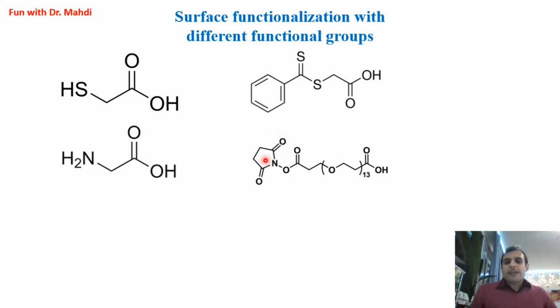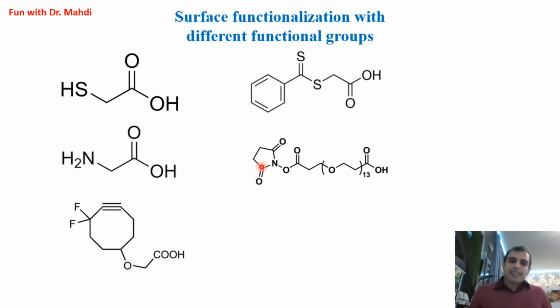Sometimes you are looking for NHS, or N-hydroxysuccinimide, on the surface because you would like to do an ester-amine reaction. You can use this compound. Again, in this compound there is a carboxylic acid group, and after the esterification reaction you will have NHS on the surface, and after that you can do the ester-amine reaction.